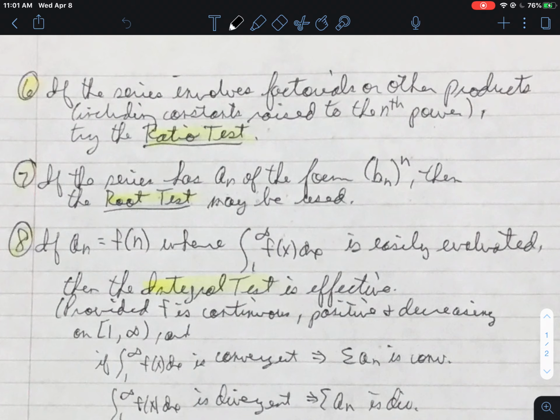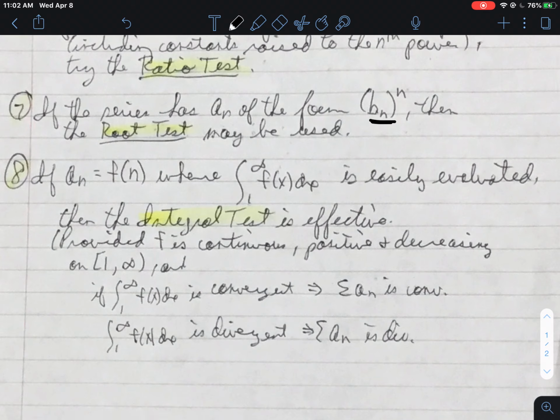Number 7, the root test. Not a major player, but if you have a series a sub n of the form some function of n raised to the nth power, then the root test may be used. You take the nth root of the absolute value of the series and observe whether that is less than 1, greater than 1, or equal to 1, and therefore inconclusive, as with the ratio test and root test.